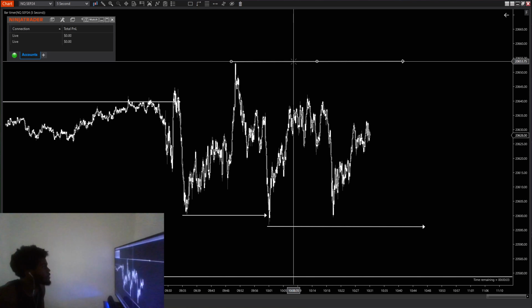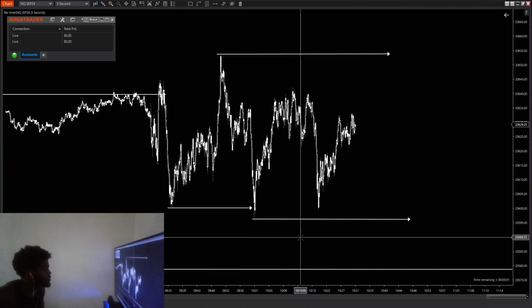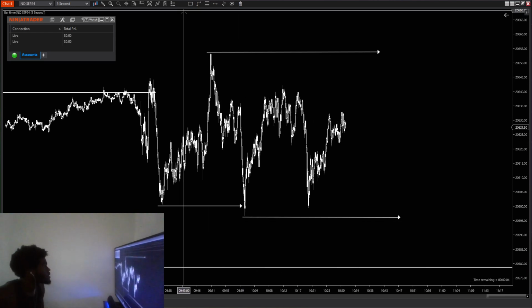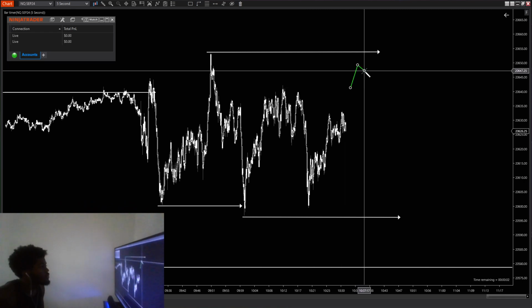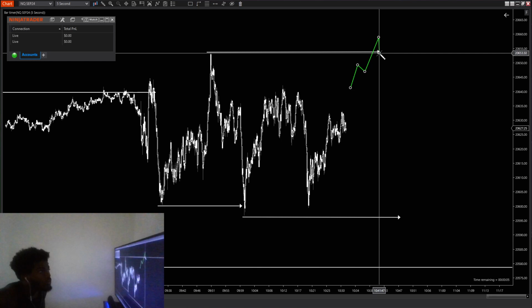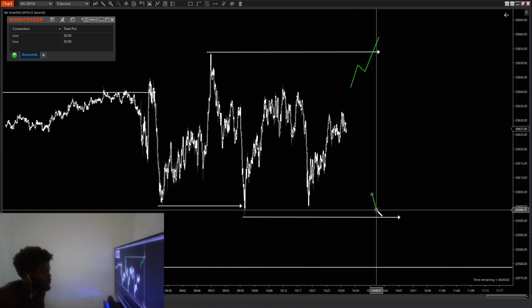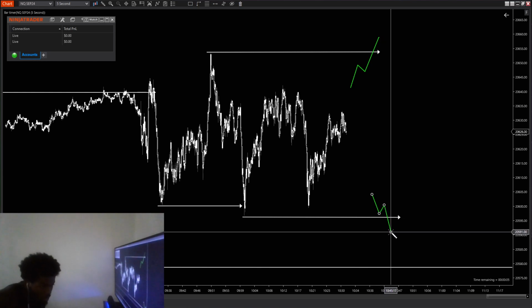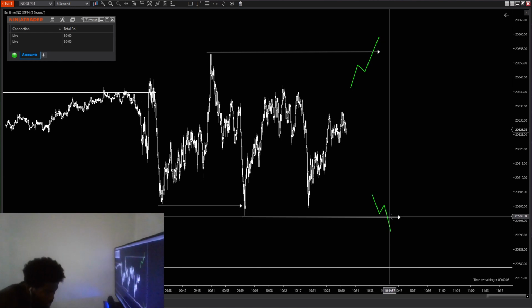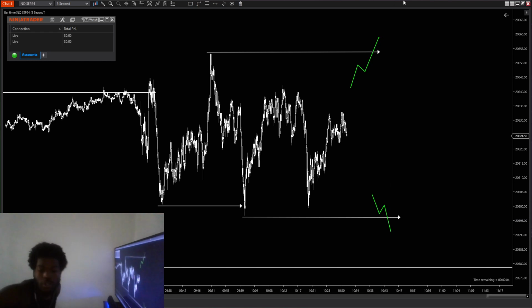Either way, this is our structural high. This is our structural low. I need to see a closure above, what's that? 653, or a closure below 595. I'm going to put this in the chart section.